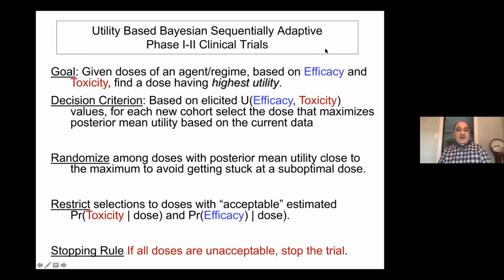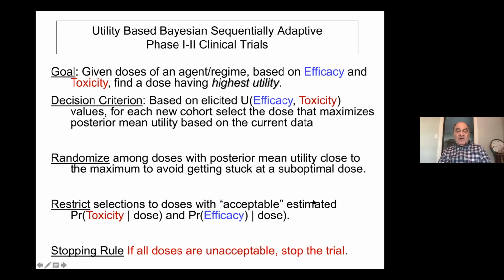Okay, so here's how we do utility-based Bayesian sequentially adaptive phase 1-2 trials. The goal, given some doses of some agent or regimen, which could be, say, how much radiation therapy do you give them, is based on efficacy and toxicity, to find a dose that maximizes the utility. The decision criterion is based on the elicited utility. For each new cohort, we select the dose that maximizes the posterior mean utility based on the data. We also randomize among doses that have posterior mean utility close to the max. If you don't do this, you could possibly get stuck at a suboptimal dose.